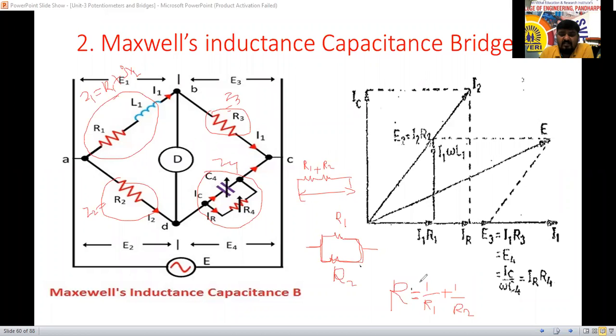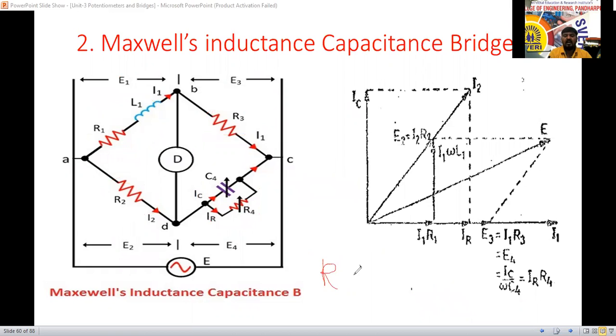So the correct answer is 1 divided by 1 upon R1 plus 1 upon R2. That is nothing but what you will get. One boy has told that if two resistances are parallel, the direct equation we are going to consider is R1 R2 divided by R1 plus R2. This is the formula we are going to use for two resistances in parallel.